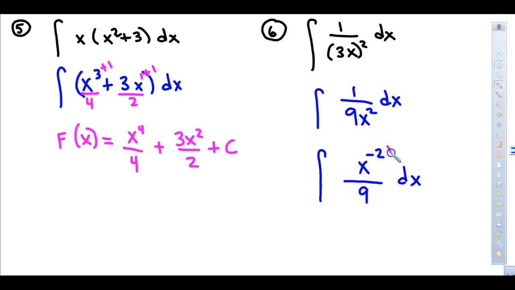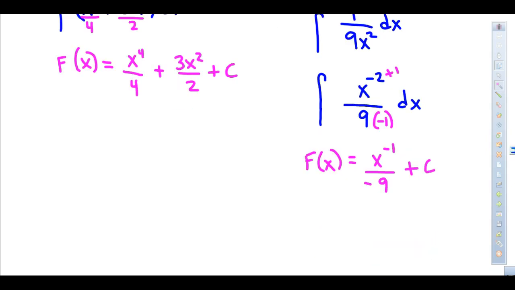Okay? So I'm going to add 1 here. That's going to give me a -1. And I have to divide this by -1. So I'm going to bring that -1 down to the bottom to divide with. Well, 9 is already on the bottom, so I've got to multiply that 9 times the -1 that I bring down to the bottom. So my capital F of x is going to be x to the -1 over -9 plus c.